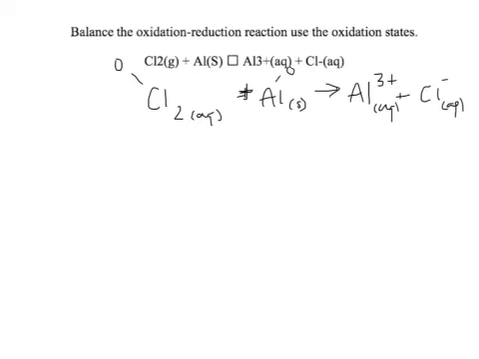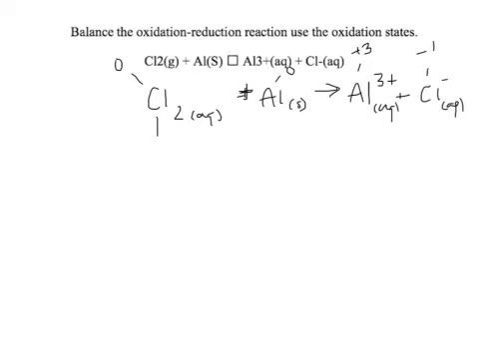Solid aluminum also has a 0 oxidation state because it has its own electrons. This aluminum ion is a +3, the same as its charge, and chloride is also the same as its charge, -1. Then we look and see, okay, what's gaining electrons and what's losing electrons. We use tie lines, we call them, to recognize that.